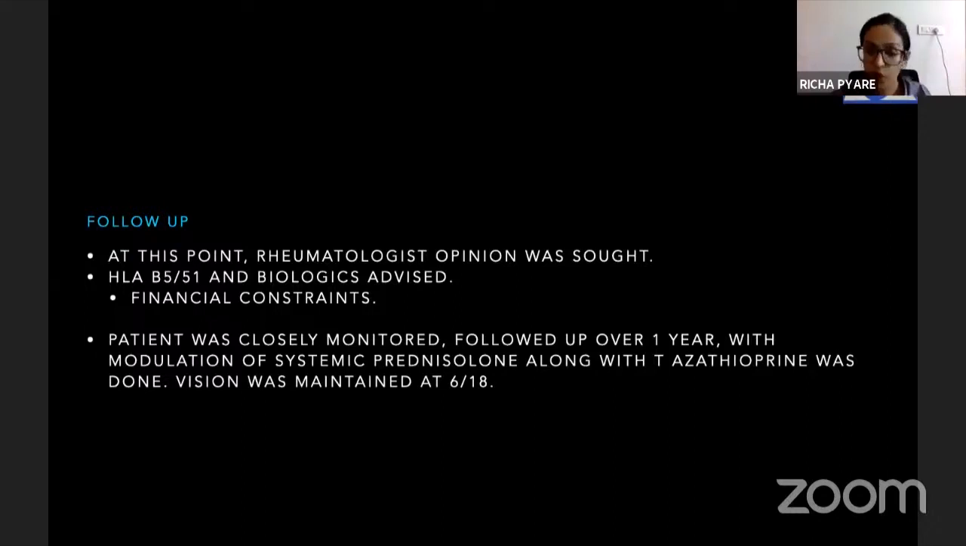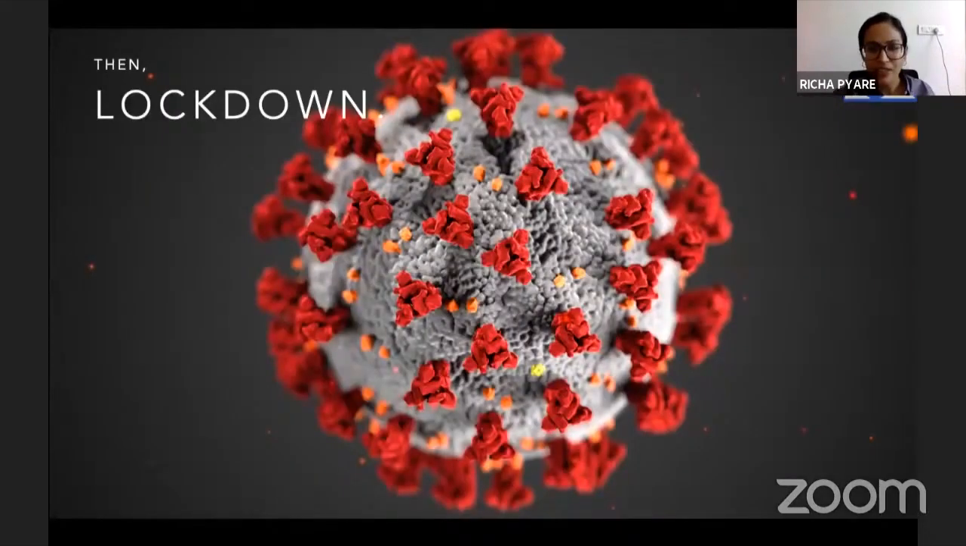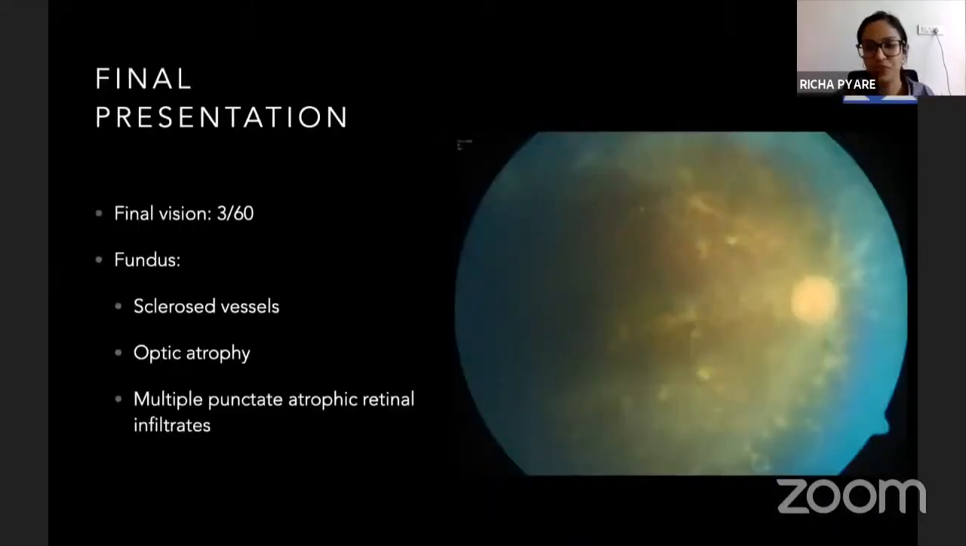He was followed up over 1 year and exacerbations were managed with systemic steroids and azathioprine. Vision was maintained at 6/18. And then lockdown. So at this point, the patient was lost to follow-up for almost a year. When he came back to us, this is the final presentation. Final vision was 3/60. Fundus showed multiple sclerosed vessels, optic atrophy, multiple punctate atrophic retinal infiltrates. It was a burnt out picture.